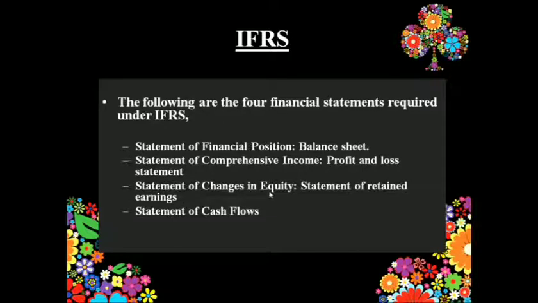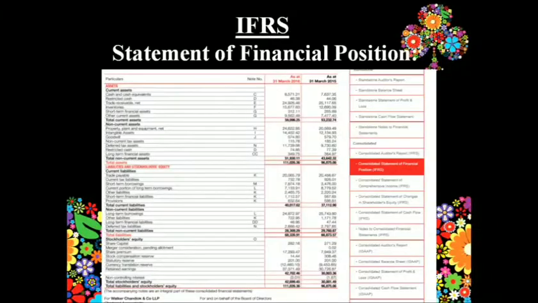The statement of changes in equity shows us the statement of retained earnings, while the statement of cash flow, we all know, is the cash flow statement. So under US GAAP, it's balance sheet, income statement, and cash flow statement, while under IFRS, it's statement of financial position, comprehensive income, changes in equity, and cash flow.